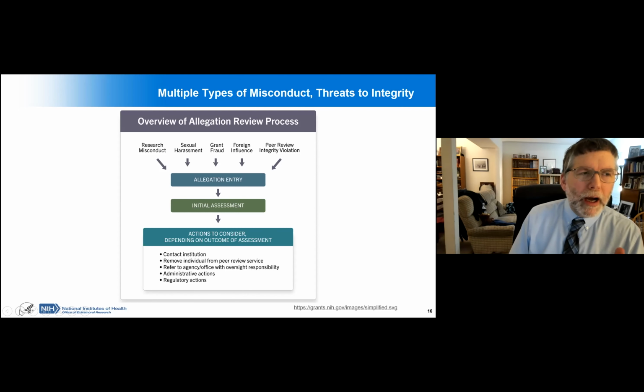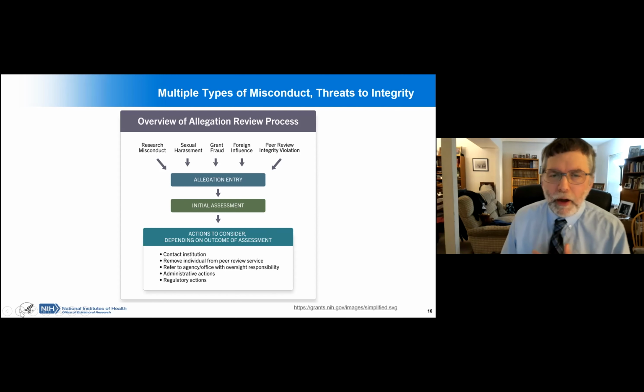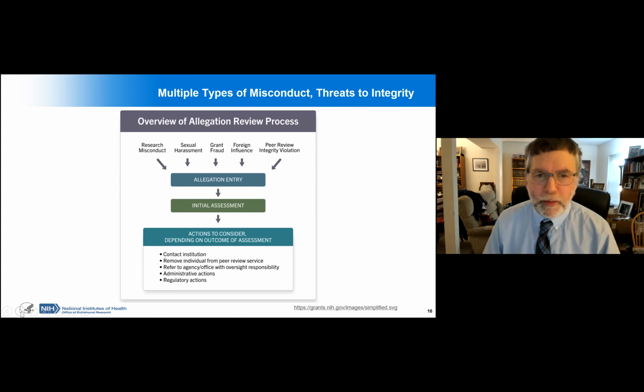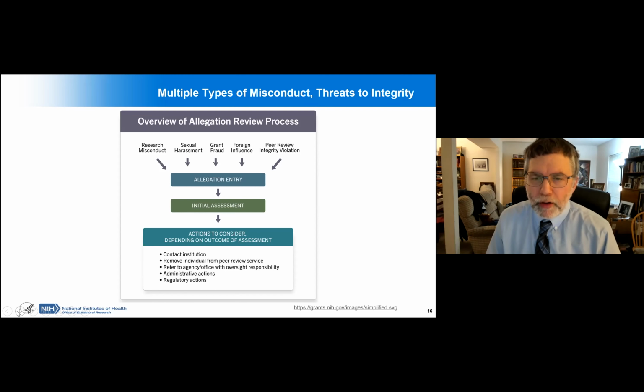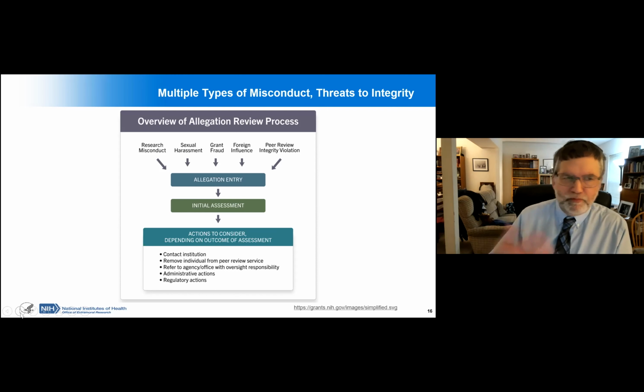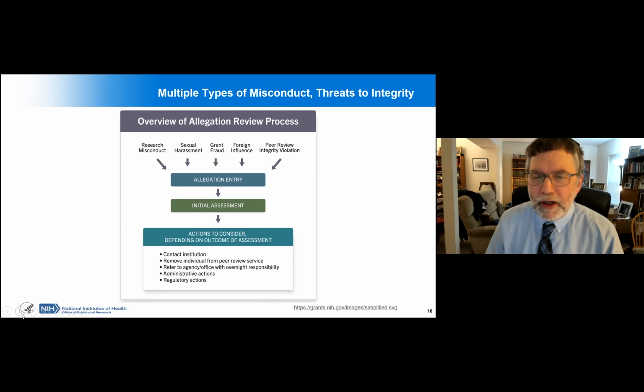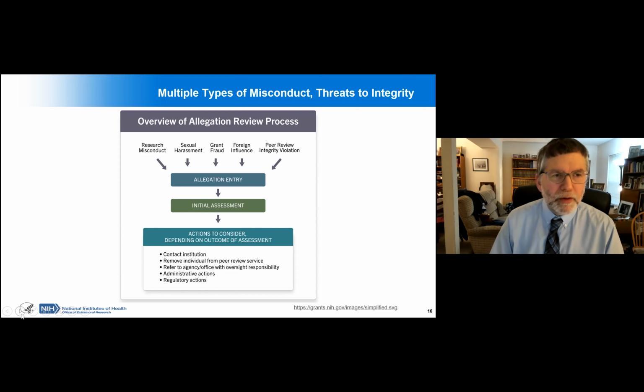We, on a high level, approach these in very much the same way. We do our own initial assessment, and then we may take a variety of actions. We may contact the institution. We may remove an individual from peer review service. We may work with other agencies, ORI, OCR, OIG, and other agencies as well. We may take administrative actions, such as suspending or terminating a grant, and we may take regulatory actions as well. Okay, next.